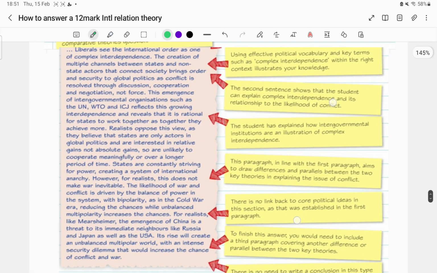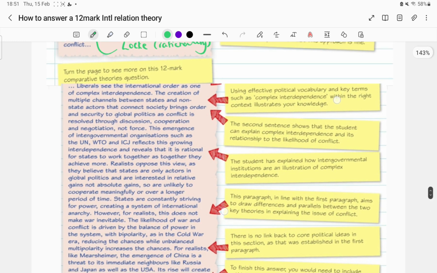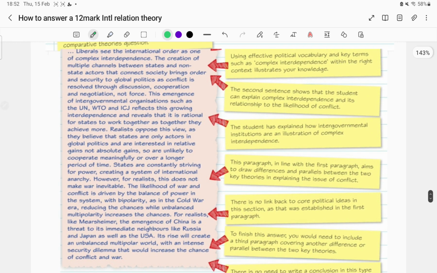So it then continues. Liberals see international order as one of complex interdependence. The creation of multiple channels between states and non-state actors that connect society brings order to security to global politics as conflict is resolved through discussions, cooperation, and negotiations, not force. So once again, here's my other reason. Because of this kind of more positive view of human nature, we then have other implications. So we don't have war and conflict because we have complex interdependence.